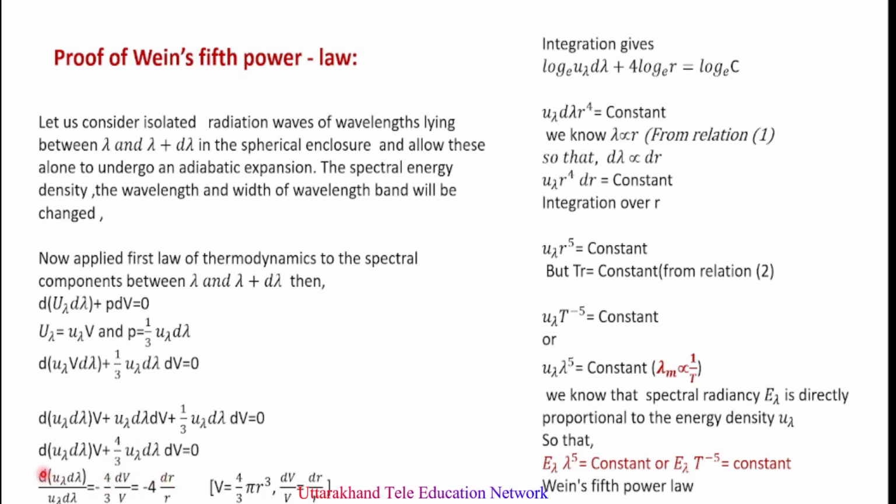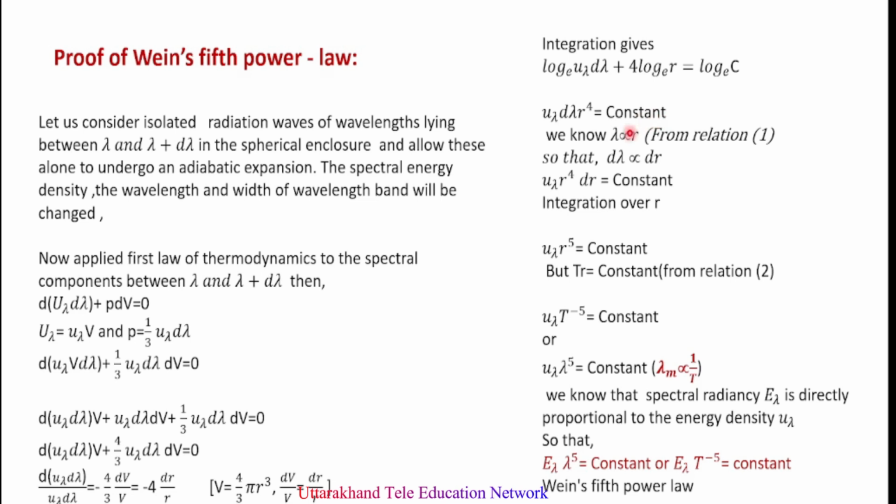Now we will integrate, so d(u_lambda d lambda) upon u_lambda d lambda integrates to log u_lambda d lambda, the same thing integrated for dr upon r gives 4 multiplied by log r, and equal to log c. This is again the integration constant. Now take the antilog: it becomes u_lambda d lambda, and removing the log, the 4 goes to the power of r, so r to the power 4, is equal to constant.